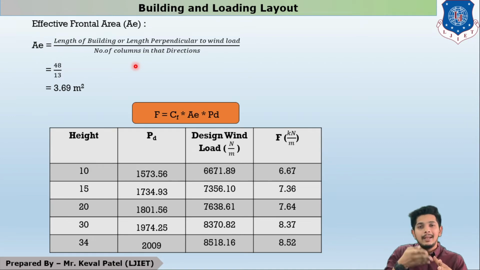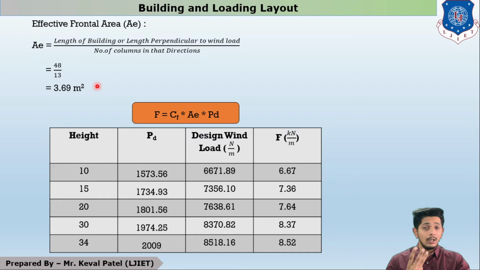4 meter a bay width. So 12 into 4, that is 48. So 12 plus 1, 12 bays, so 13 columns will be there. So here 48 by 13, and effective frontal area AE comes out as 3.69 meter square.